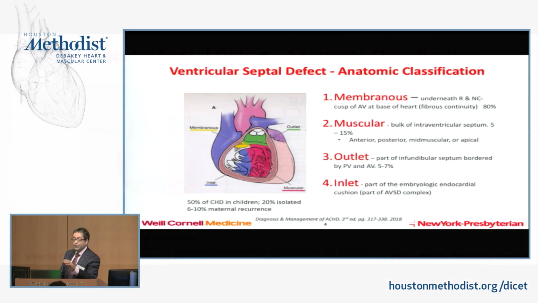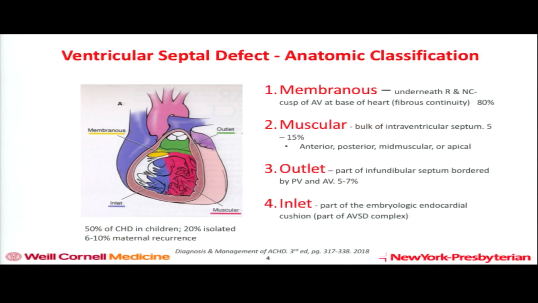So VSDs are fairly common. About 20% of our CHDs in children are VSDs in isolation, though very often VSDs are part of a congenital complex. They come with a lot of other congenital heart conditions, such as, for example, tetralogy of Fallot. We often think about VSDs based on where they're located anatomically in the ventricular septum.